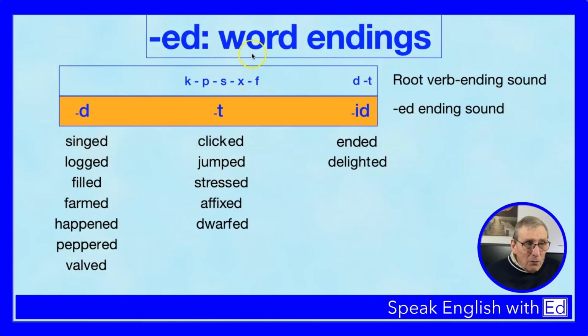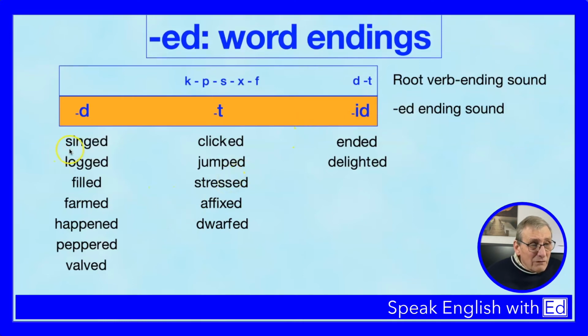So let's have a recap here. We've got word endings that end in ed, right? There's lots and lots of particularly past tense verbs that do this. Now, it's the sound of the root verb ending that is important, that controls which category you put these into. And we've got three different categories. We've got a d, which takes the majority of words. There's t endings, which are words that end with a k, p, s, x, and f. And there's ud, which if the root verb ends in d or t, then it's ud.